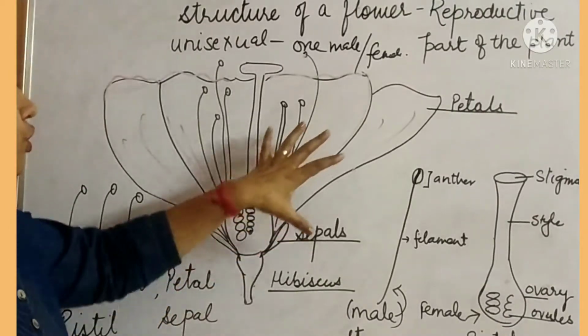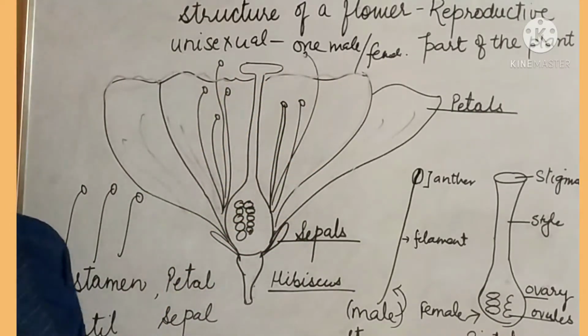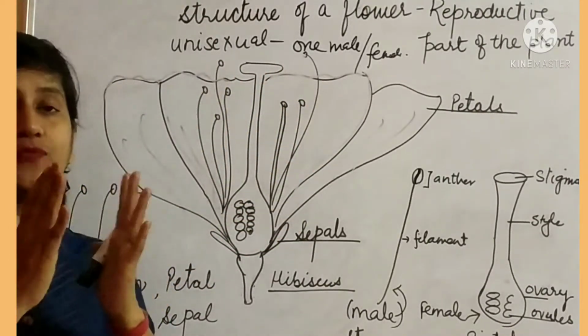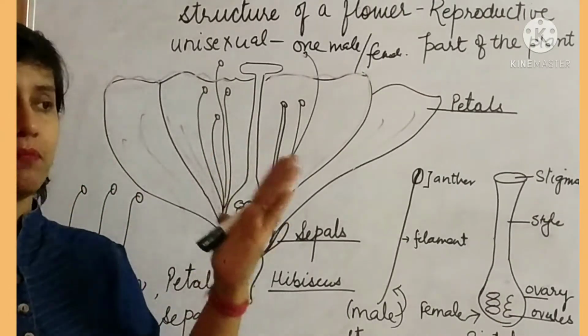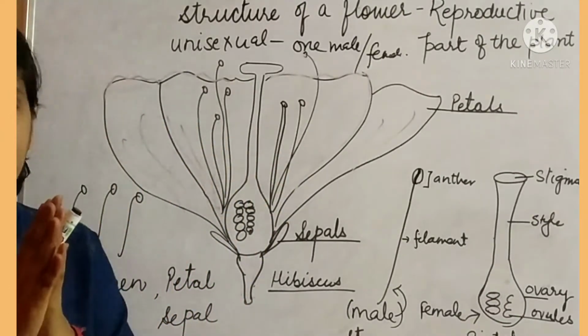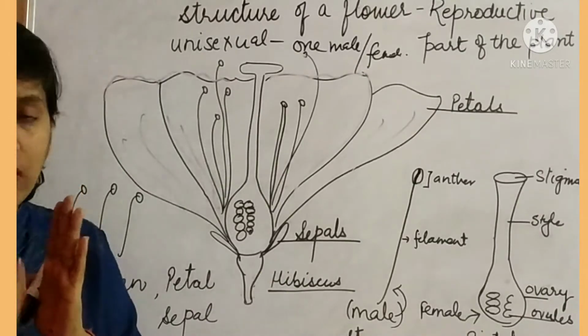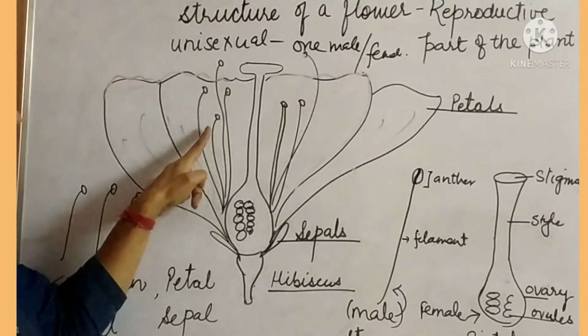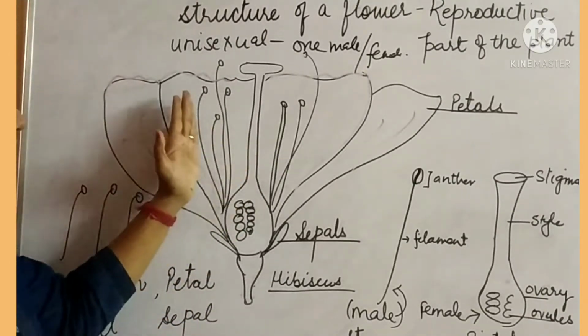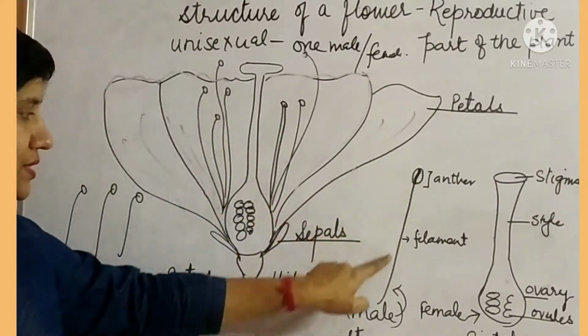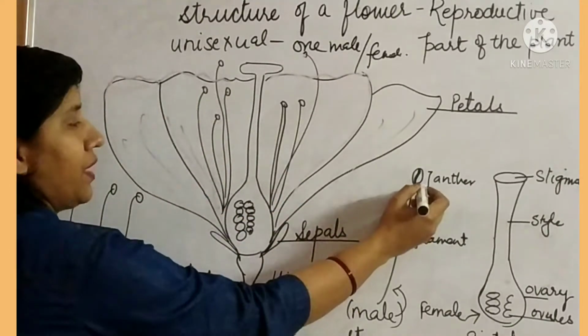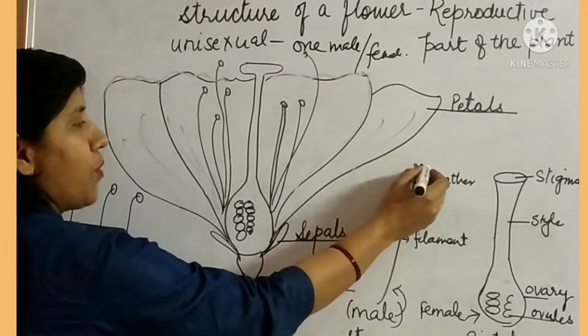ठीक है? So I hope it is clear. रिप्रोडक्शन इनमें कैसे होता है? So you know what is fertilization. कैसे होगा? When the male and female gamete they meet, fine, then only the new organism forms. अब देखो, इसमें मेल यहाँ है और फीमेल यहाँ है। तो जो मेल स्टेमन है, this is stamen, इस एंथर में क्या फॉर्म होते हैं? छोटे छोटे फॉर्म होते हैं, पोलन्स.